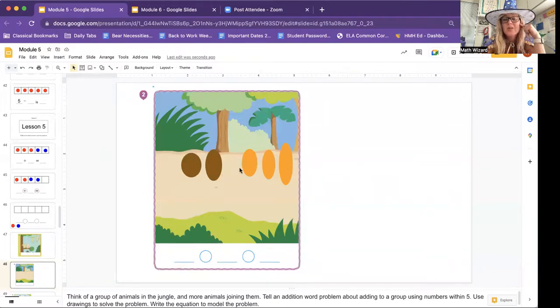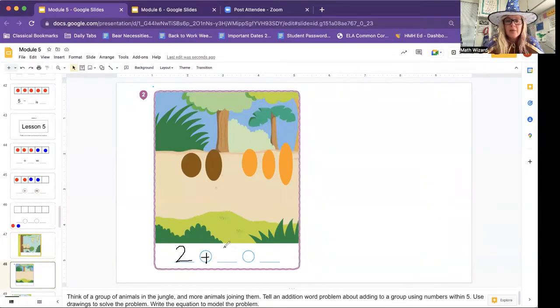So do you remember what number goes first? There were 2 monkeys to start with. What goes in this sign? Plus. And how many monkeys joined them? 1, 2, 3. So I'm going to write the number 3 right here. Do you remember what goes in this circle? Equal sign. 2 plus 3 equals, or 2 plus 3 is, how many? Let's count. 1, 2, 3, 4, 5.